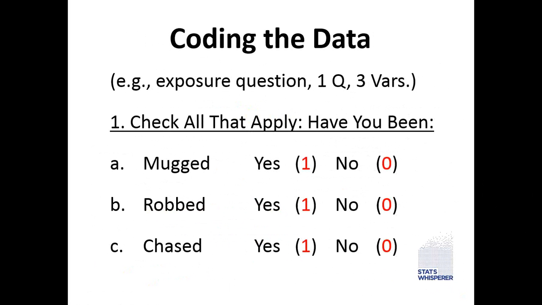So it wouldn't be one item where it's like, has this ever happened? 1 mugged, 2 robbed, 3 chased. Because there could be different combinations. You could have been mugged and not robbed, but chased also, or chased and robbed. So to address that, we would just make each yes or no. Has this happened? Yes or no.